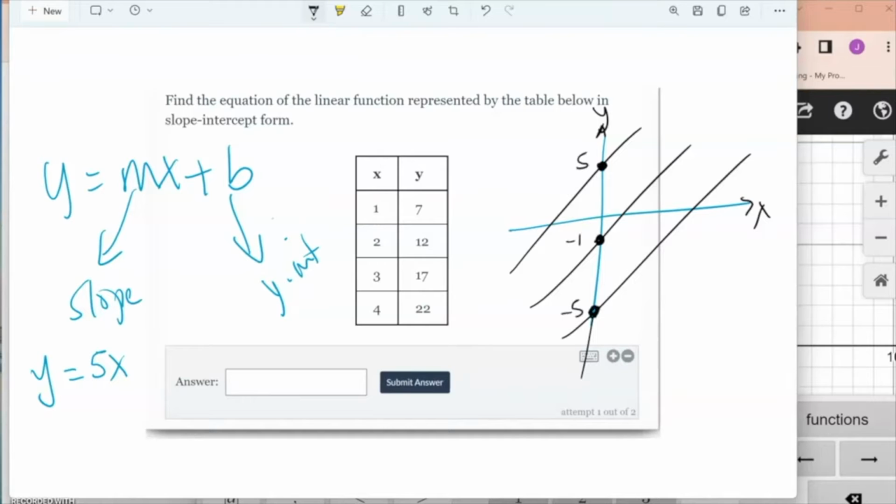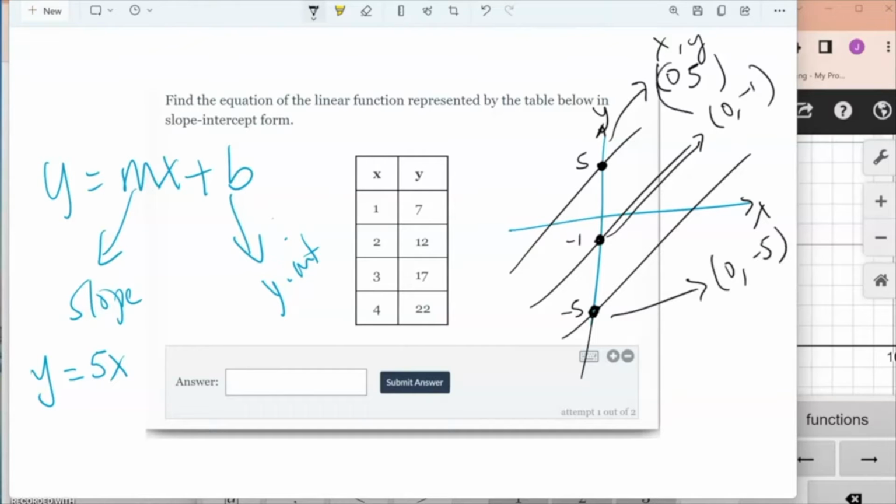At this point, if I was to write a coordinate, meaning x and then y, what would I write for x? At this point, x is always equal to 0, so this will be 0, 5. Over here, this will be x first, so 0, -1. Over here, this will be x first, which is 0, -5. So what you can see is x is always equal to 0.